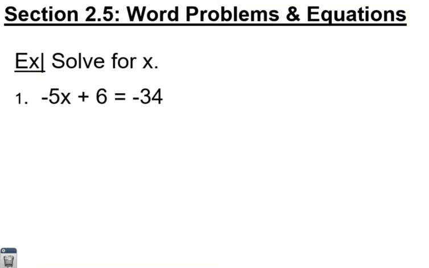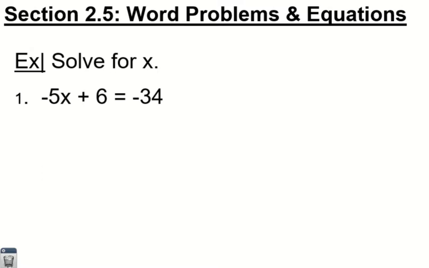Section 2.5 is called Word Problems and Equations. We're going to see how some word problems can be solved. Some specific kinds of word problems are going to be solved by writing equations and then solving those equations. But it looks like first we're going to do some quick review problems. So it's like taking one step back before taking a few steps forward.